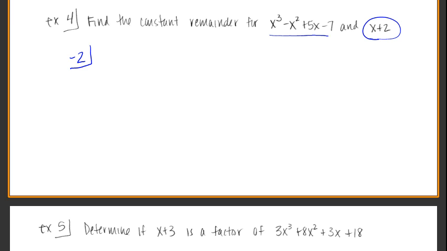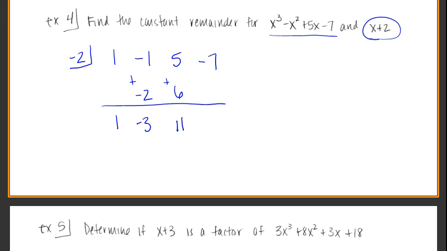And we're going to go here for our coefficients. So x cubed will be 1, and x squared is a negative 1. A 5, and a negative 7. So there weren't any missing terms this time, which is okay. We don't need them all the time. Drop down 1, multiply it to the box, add it up. Multiply it to the box, so 6, add it up. Multiply it to the box, and add it up.